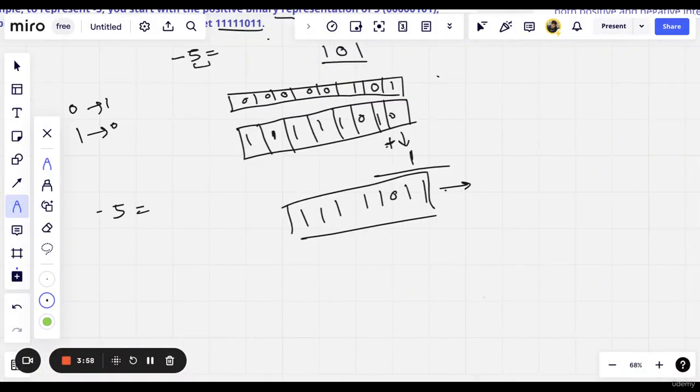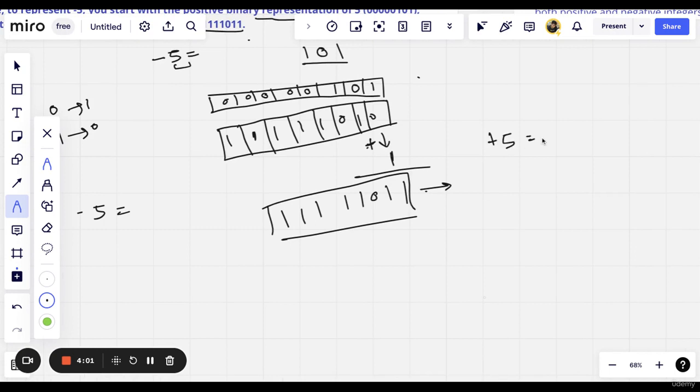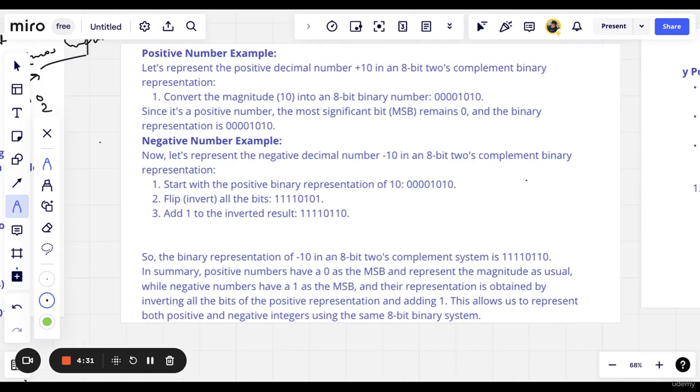So simple. When you have positive 5, 101 is the 2's complement. When you have negative 5, you write the number in 8-bit form, then invert the bits from 0 to 1 and 1 to 0, and add 1 to it. That will give you the 2's complement of -5 or any other number. Let us take another example.